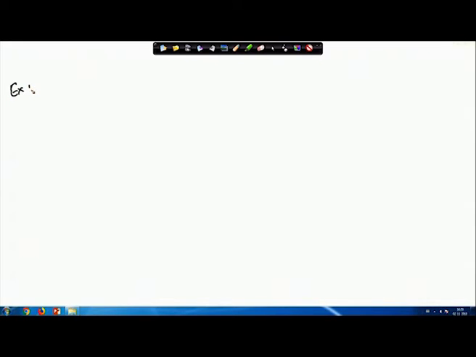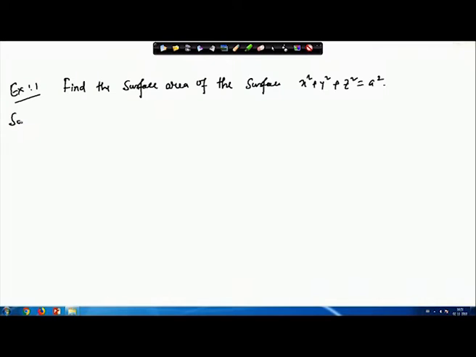So I think it was a little bit abstract, so let's start with the first example. Example 1: find the surface area of a surface which is already known to us, x square plus y square plus z square equals to a square. Just looking at this surface, we can easily say what kind of surface it is. It's a sphere. We know that the surface area of a sphere is 4 pi a square. So let's see whether we are able to obtain this using these integral calculus formulas.